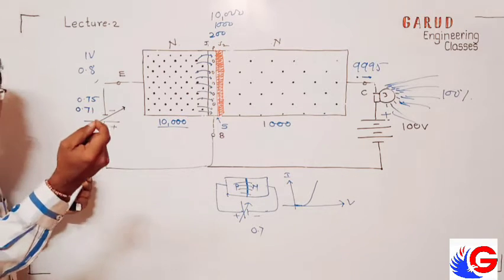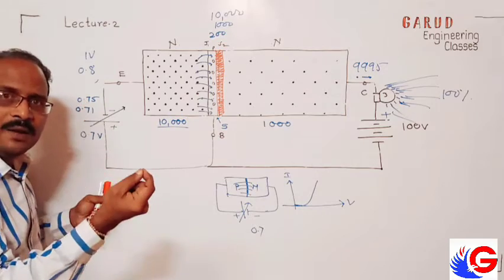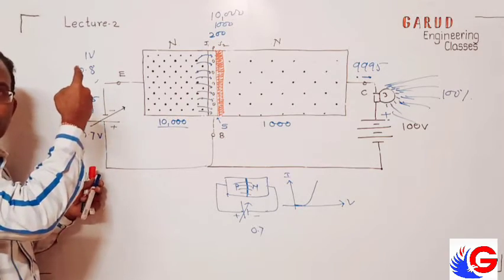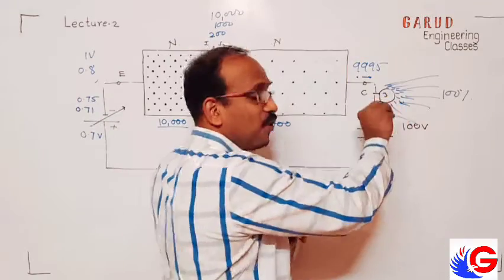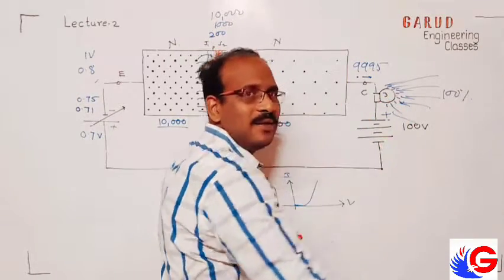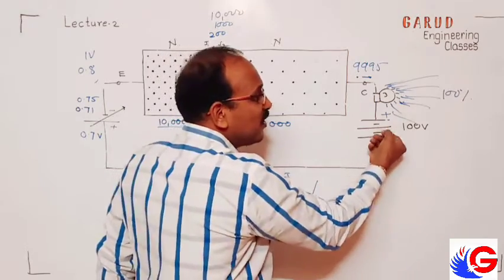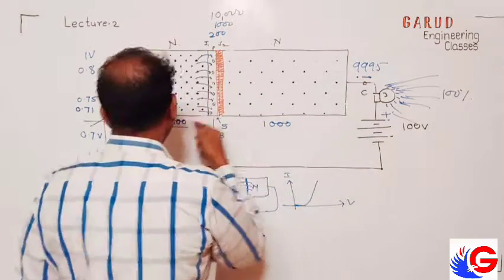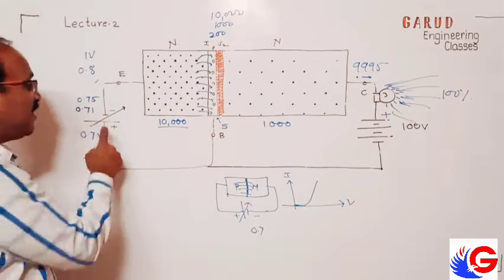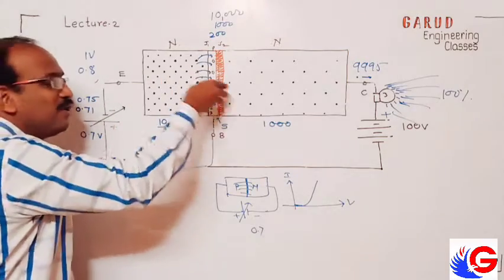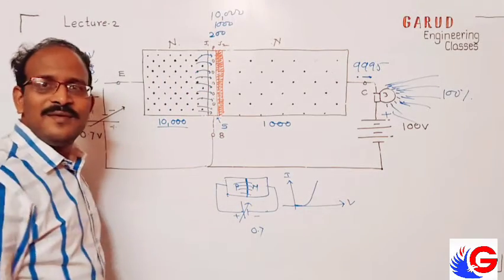Correct? How much? From 0.7 to 1 volt, I get intensity from 0 to full. Now this bulb is glowing on what? This bulb is glowing because of this 100 volt, not because of this. So who is controlling? This signal is controlling the injection.